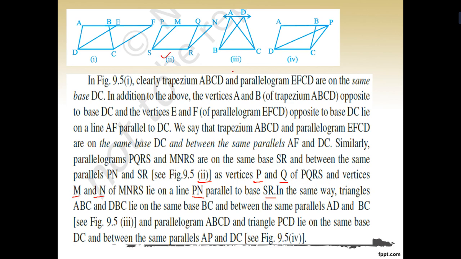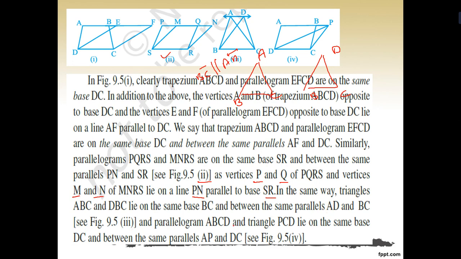Now in the third, two triangles are there. So that is triangle A, B, C, and again D, B, C. And BC is parallel to AD. In the same way, the triangles ABC and DBC lie on the same base BC and between the same parallels AD and BC. See the third figure.